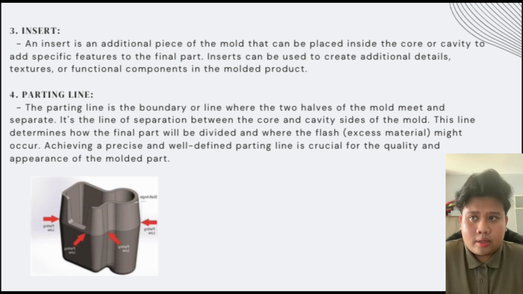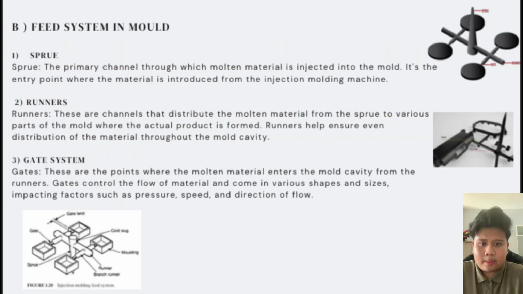Parting line. The parting line is the boundary or line where the two halves of the mold meet and separate. It's the line of separation between the core and cavity side of the mold. This line determines how the final part will be divided and where the flash, or excess material, might occur. Achieving a precise and well-defined parting line is crucial for the quality and appearance of the molded part.